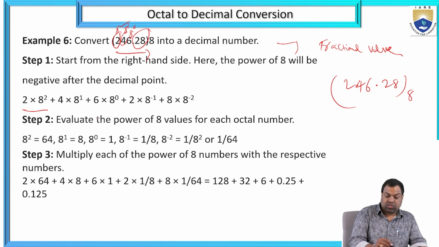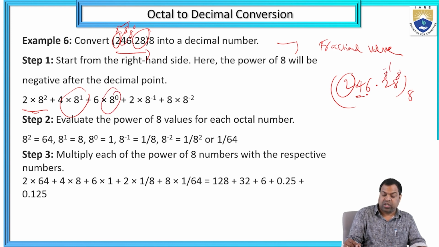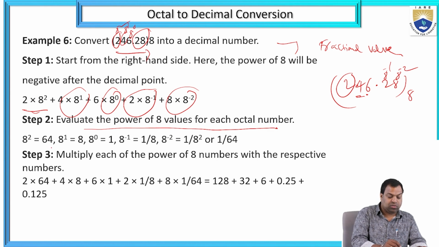246.28. So 2 into 8 power 2 plus 4 into 8 power 1 plus 6 into 8 power 0, and then the fractional part is 8 power minus 1, 8 power minus 2. So 2 into 8 power minus 1 plus 8 into 8 power minus 2. So equivalent of the power of value 8: 8 square means 64.